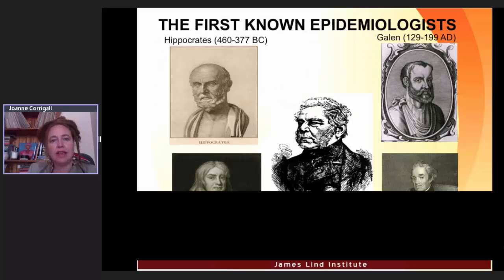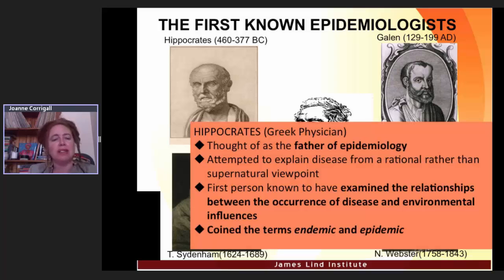So let's have a little look at the history of epidemiology. These are some of the known pioneers of epidemiology. Hippocrates is thought of as the father of epidemiology. At the time, in Greece, people thought about disease as a supernatural issue: if the gods were angry, you would get a disease. Hippocrates approached disease from a more rational perspective, and he started to look at the relationships between the occurrence of disease and environmental influences. For example, where somebody lives, what their surroundings are, and how that influences whether or not they get a disease. He in fact is the person who coined the terms endemic and epidemic.